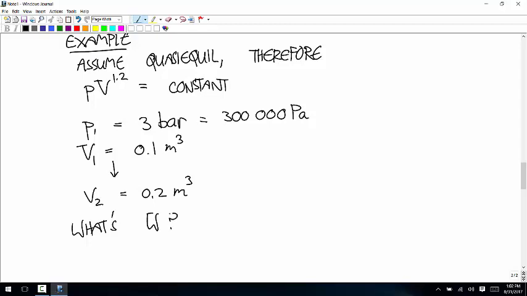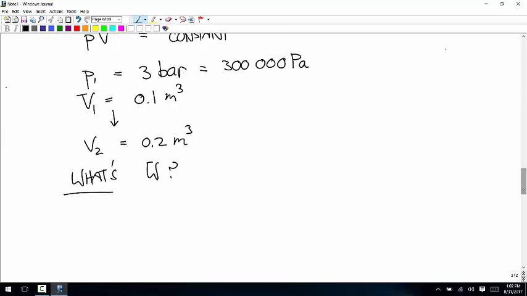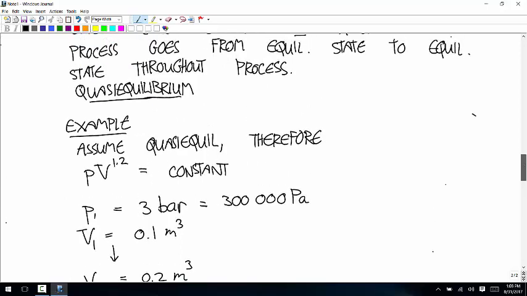So what's the W for the gas? First of all, is W going to be positive or negative? Yep, it's expanding, so it's going to be positive. We know that there's this relationship. This product is a constant, but we don't know what that constant is. We can figure it out, though, based on the starting pressure and volume.